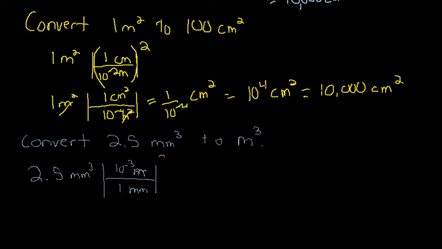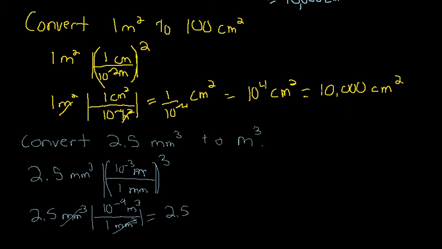So what I have to do is cube this whole conversion factor. I'm going to rewrite it down here. 2.5 millimeters cubed. Now, the 3 gets distributed in everywhere. When you multiply exponents, this becomes 10 to the negative 9th meters cubed over 1 millimeter cubed. At this point, the millimeters cubed can cancel and I end up with 2.5 times 10 to the negative 9th meters cubed.